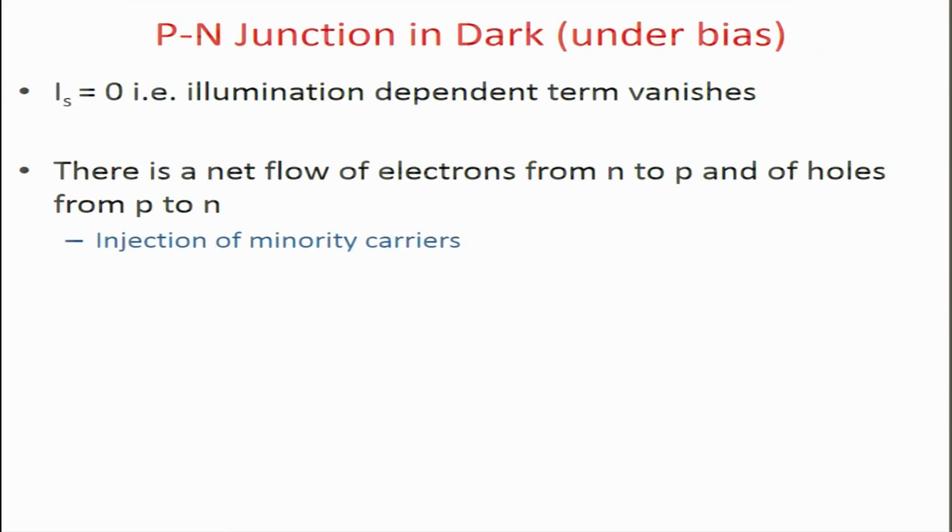Now if you have a p-n junction in dark under applied bias, then of course Is is equal to 0, that is the illumination term vanishes. So there is no illumination term, what we are left with is only the current term. So there is a net flow, since you have a bias. In the previous case there was no bias, but now you have a bias.